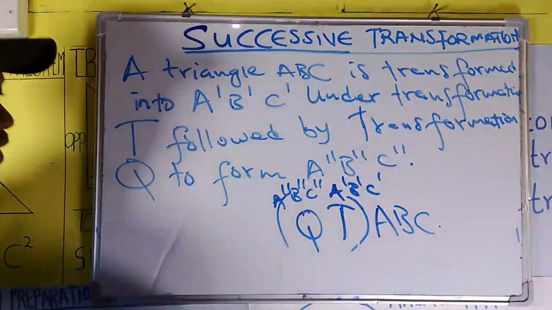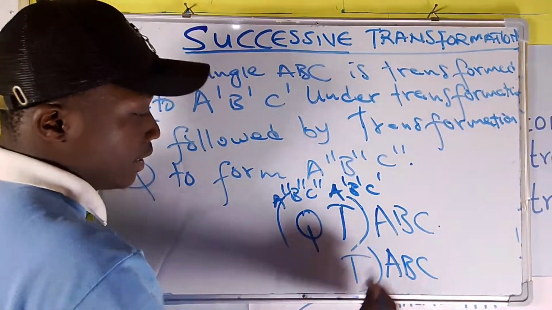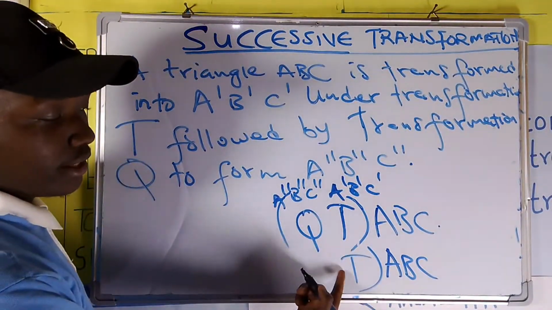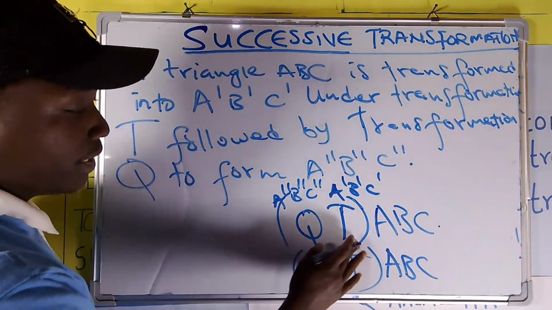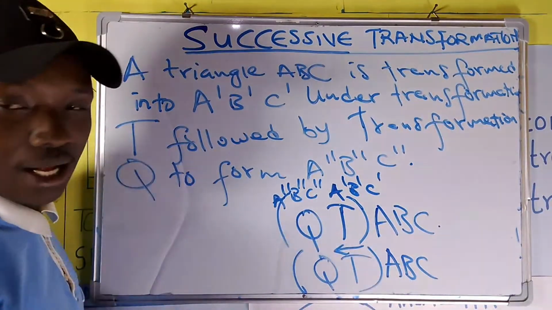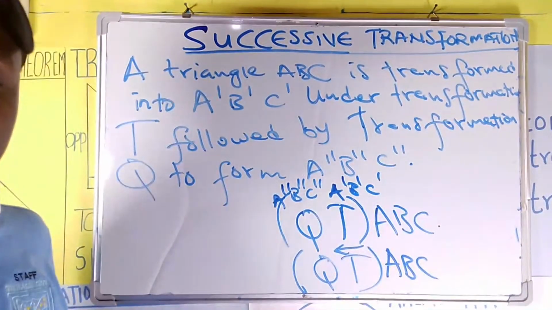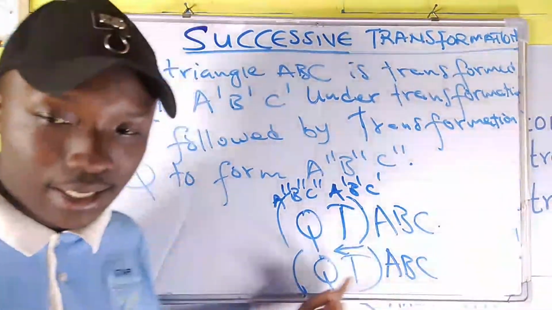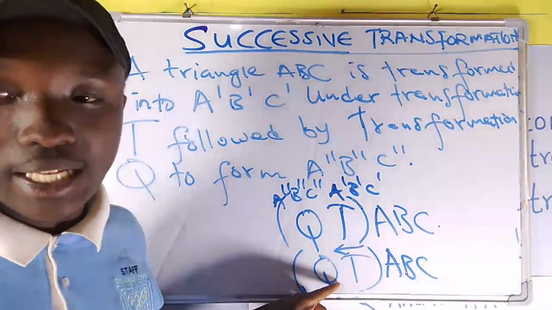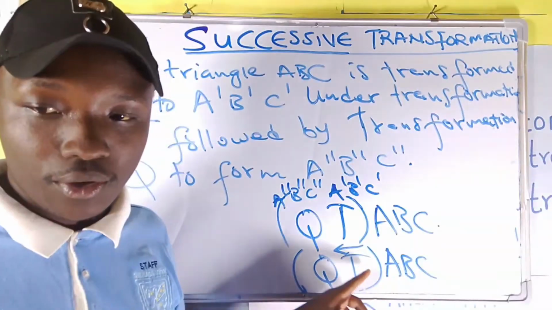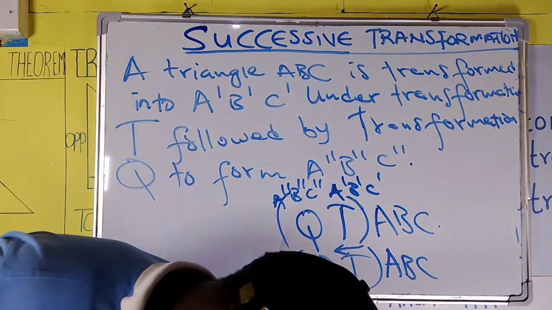Why am I emphasizing that? The reason is that for triangle ABC, the first transformation is T followed by Q. So how do we read this? We read it from right towards the left. We don't read it from left towards the right. So it is the first transformation followed by the second transformation. That is what it simply means.